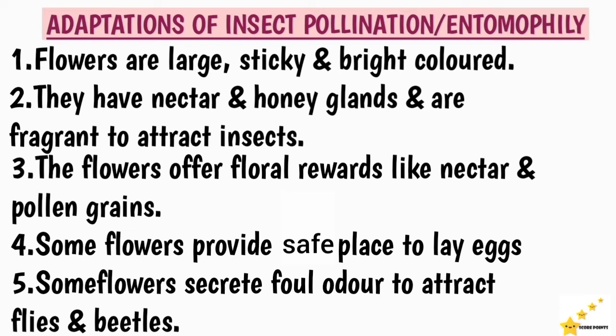Adaptations for insect pollination or entomophily. Flowers are large, sticky and brightly colored. They have honey and nectar glands which are highly fragrant to attract the insects. The pollen grain surface is sticky due to the exine layer and stigma is sticky due to the mucilaginous secretion.